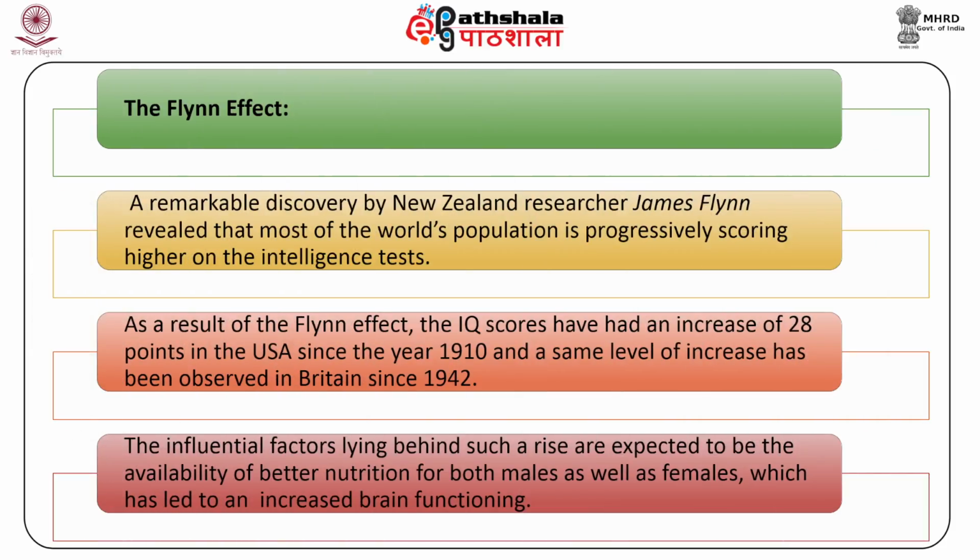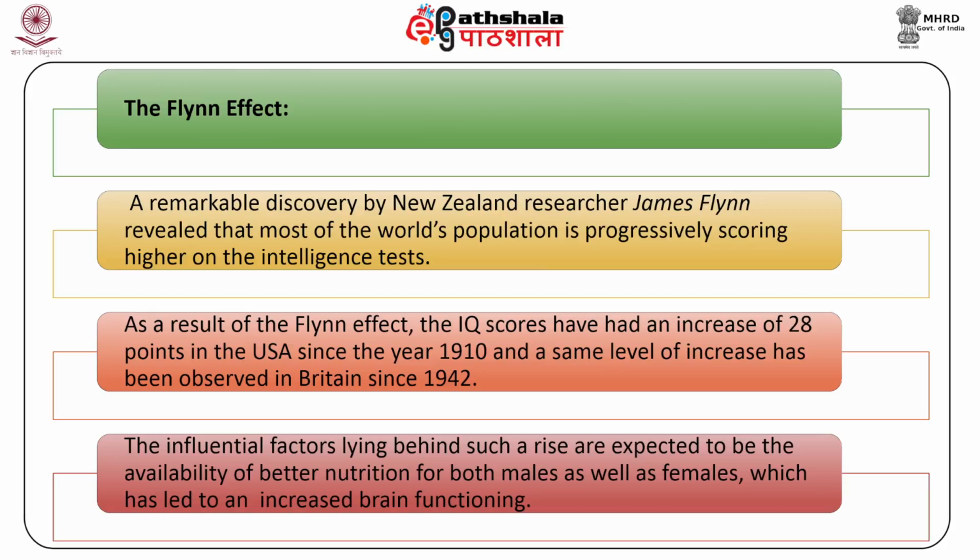The Flynn effect. A remarkable discovery by New Zealand researcher James Flynn revealed that most of the world's population is progressively scoring higher on intelligence tests. As a result of the Flynn effect, IQ scores have increased by 28 points in the US since the year 1910, and the same level of increase has been observed in Britain since 1942.